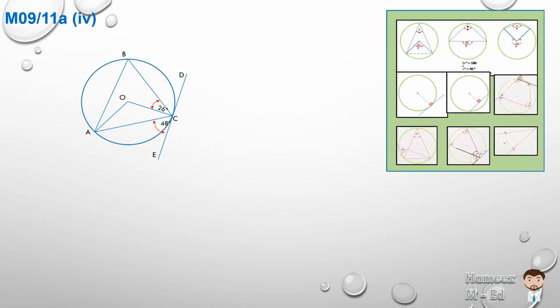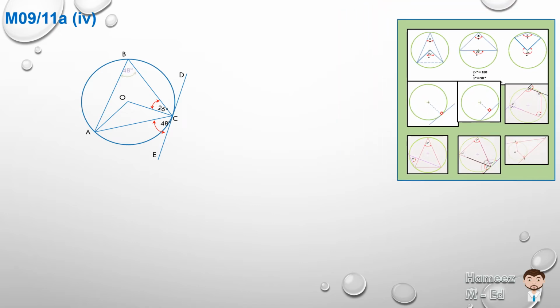As in part 4 of our question, notice every time we find an angle, we write it onto our diagram. Part 1 we found 48, part 2 96, part 3 64. So now in part 4 of the diagram, they're asking us to calculate angle BAC. Angle BAC is part of the large triangle.